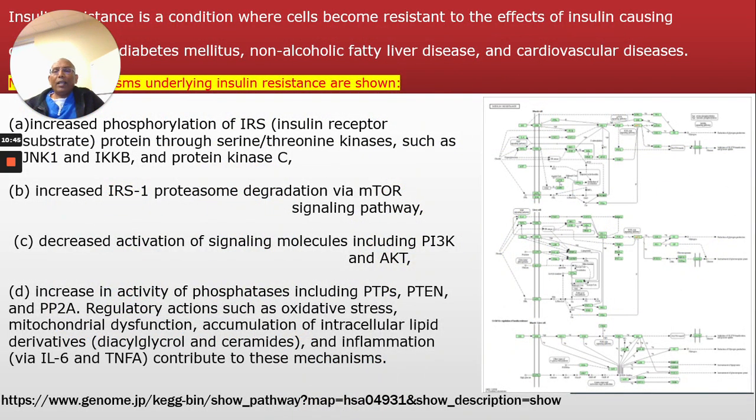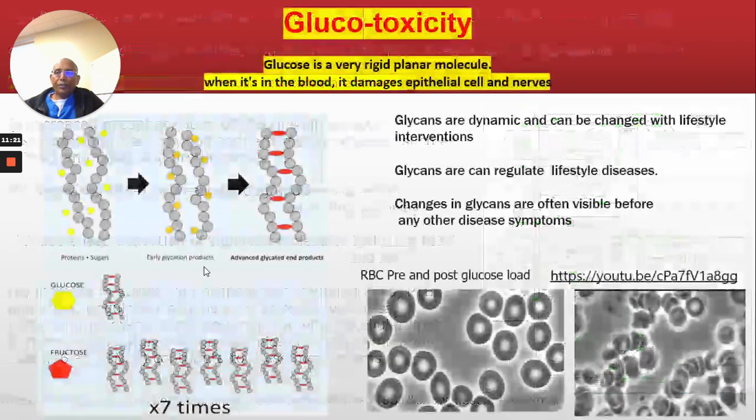Now, there are different underlying mechanisms. There is increased phosphorylation of insulin receptor substrates, increasing degradation of insulin receptor substrate action through mTOR activity, and also decreasing PI3 kinase activity and decreasing AKT3 activation, and other mechanisms which are myriad. This is a complex pathway that affects insulin and insulin resistance, causing a lot of problems, including metabolic issues, including fatty liver, diabetes, and cardiac issues.